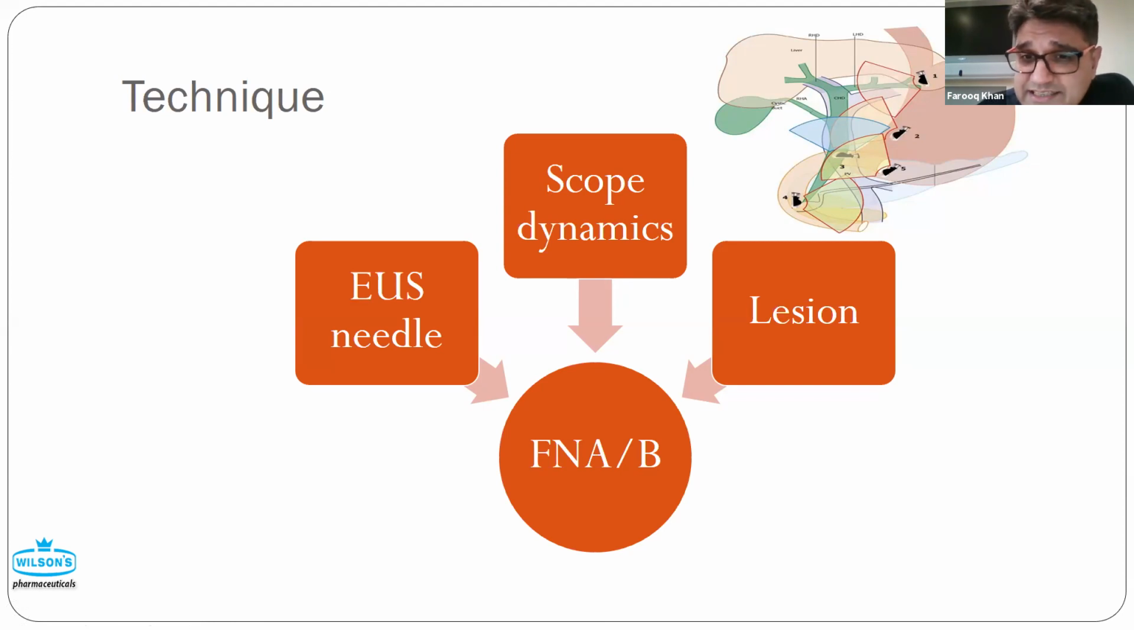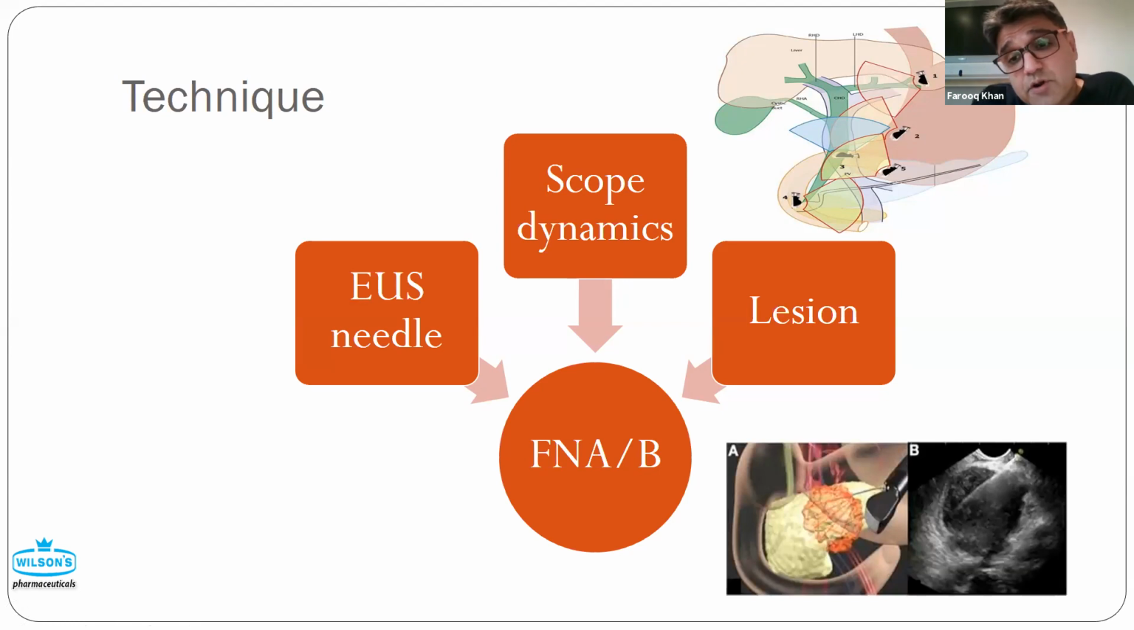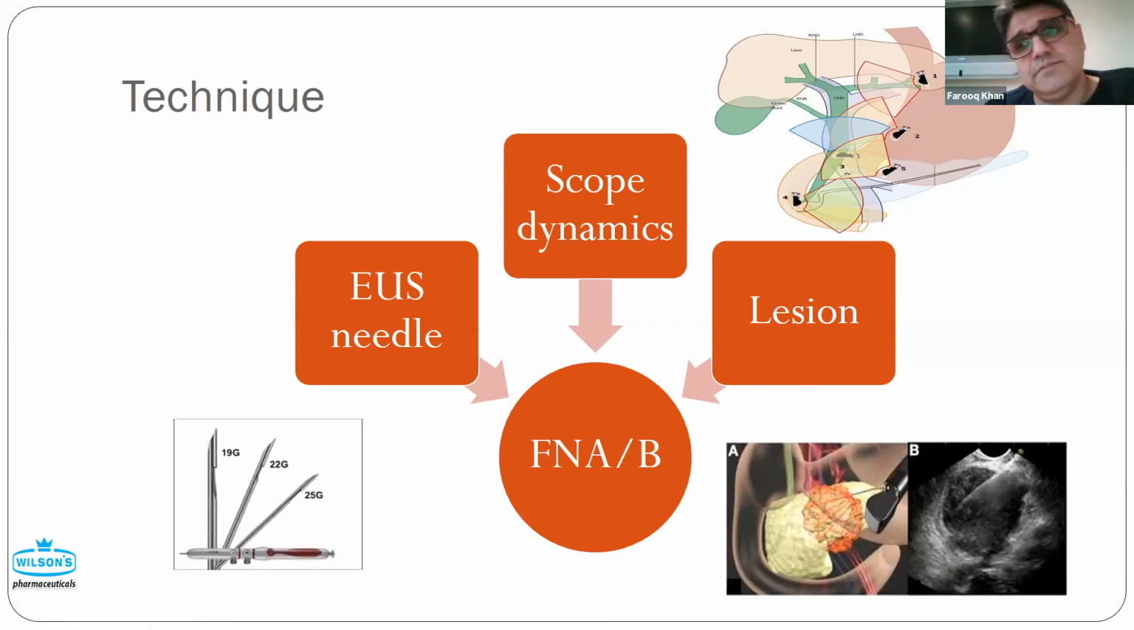Well, what about the lesion itself? That's important. I think 2 things largely. One is the size of the lesion, and the other is what type of lesion it is. Is it a cyst, or is it solid, or is it mixed? EUS needles, there are FNA, there are FNB, there are many, many needles, but we will talk about this in detail.